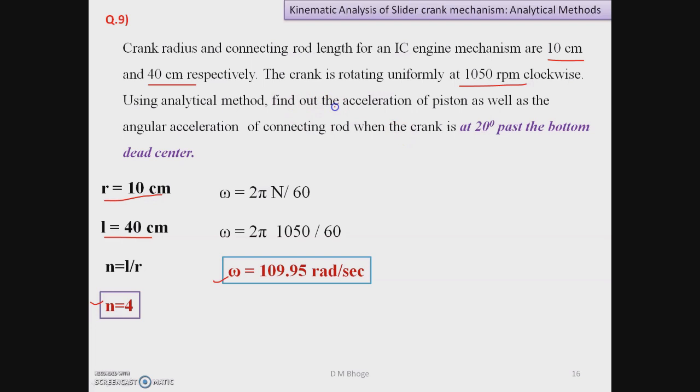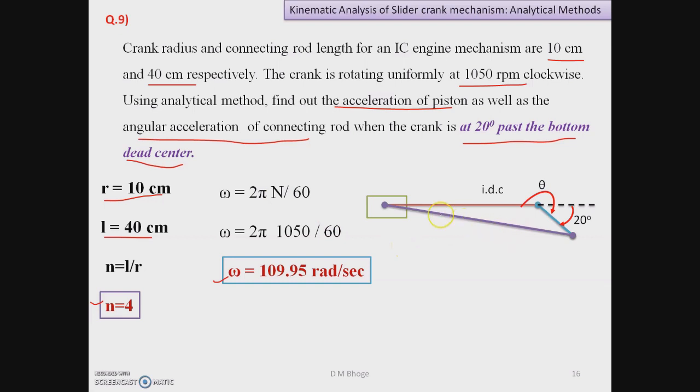Now we have to determine the acceleration of piston as well as angular acceleration of connecting rod under this condition, that is when the crank is at 20 degrees past the BDC. So let us take reference of this configuration diagram. We always measure theta with respect to IDC. Now the crank displacement is given from bottom dead center as 20 degrees and the crank is rotating in clockwise direction.